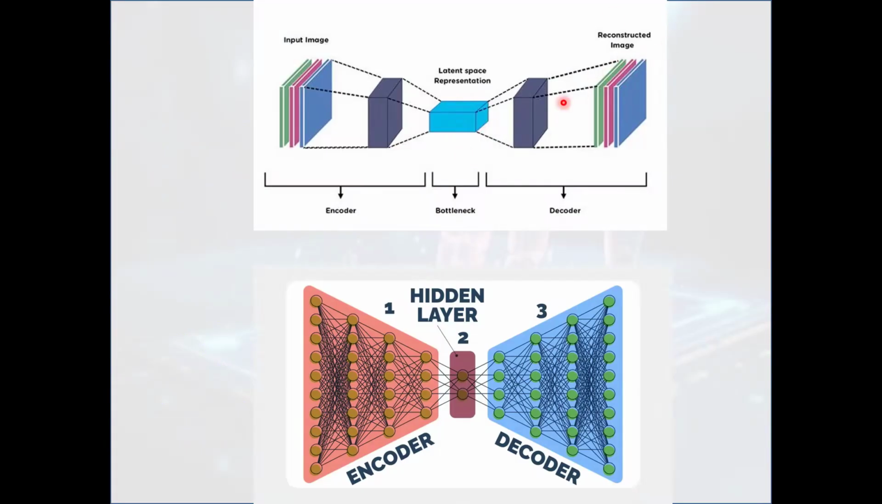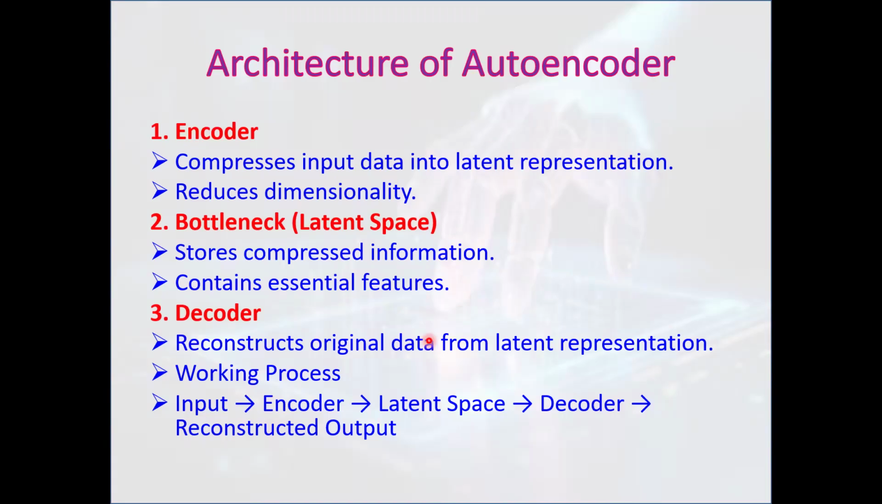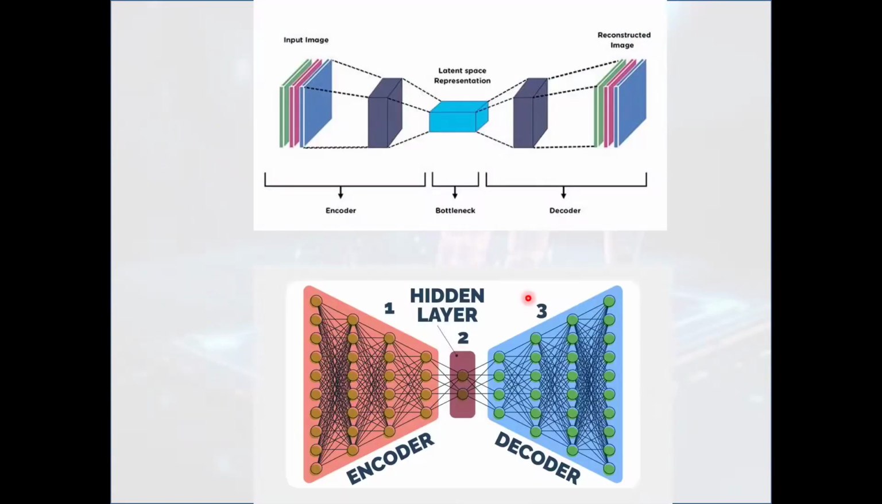Next part is the decoder part. The decoder reconstructs the original data from the latent representation. It reverses the compression process performed by the encoder. Reconstructing the original data from the latent representation means using the information stored in the latent space. Here the data will be stored. The decoder attempts to reproduce the input data as accurately as possible. Whatever data we are sending, it has to be reconstructed from this layer.